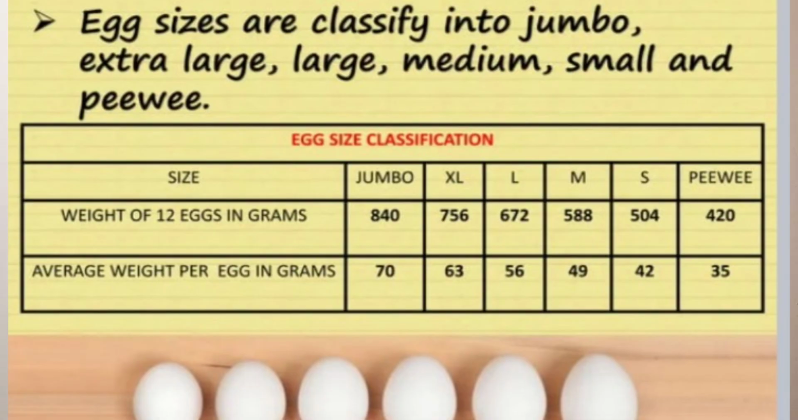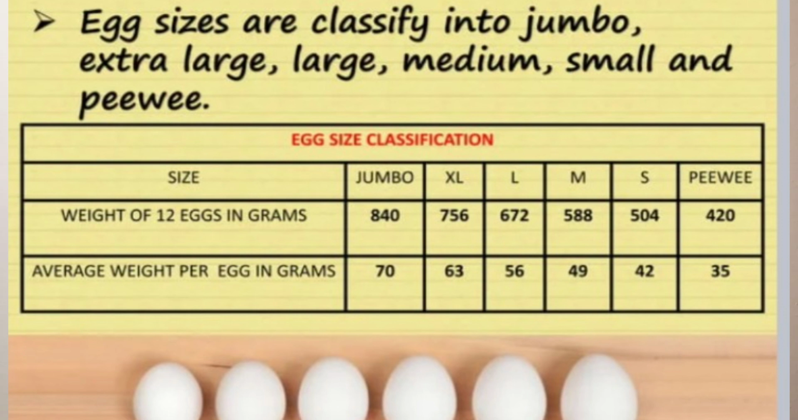And based on the size, we can classify eggs into different categories. There are jumbo eggs. The weight of this egg will be approximately 70 grams. Extra large eggs: each egg weighs around 60 to 65 grams.